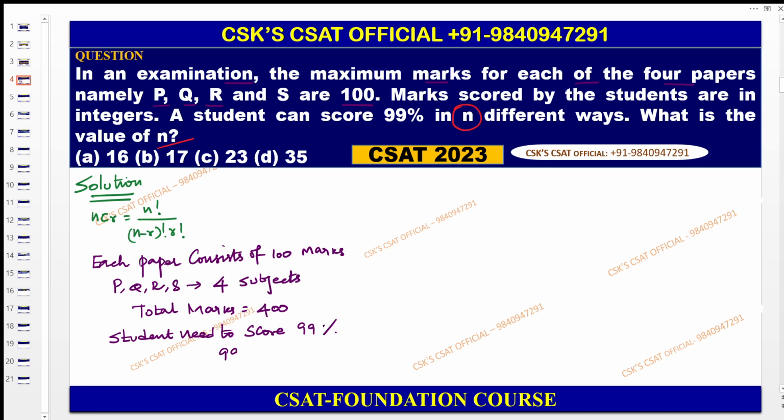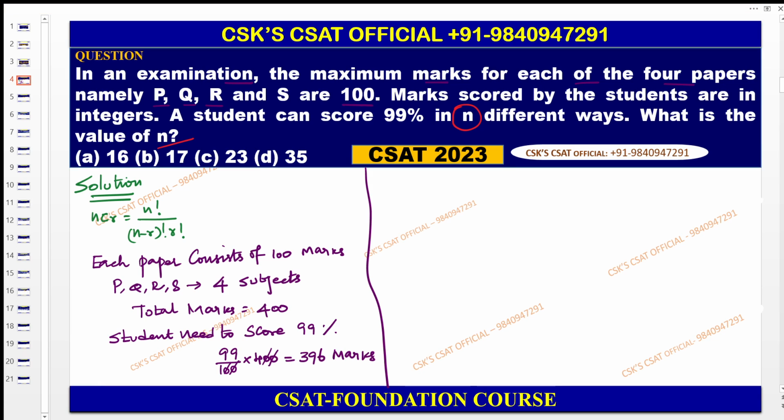So 99% is nothing but 99 by 100 into 400, which is equal to, cancelling this 0, 99 into 4, which becomes 396. So therefore here 396 marks one has to score out of these four subjects. How many different ways are there for a student to score this? That is the question here.